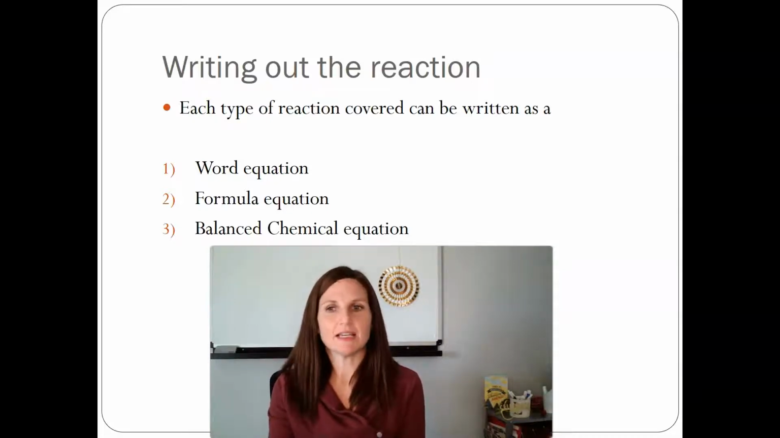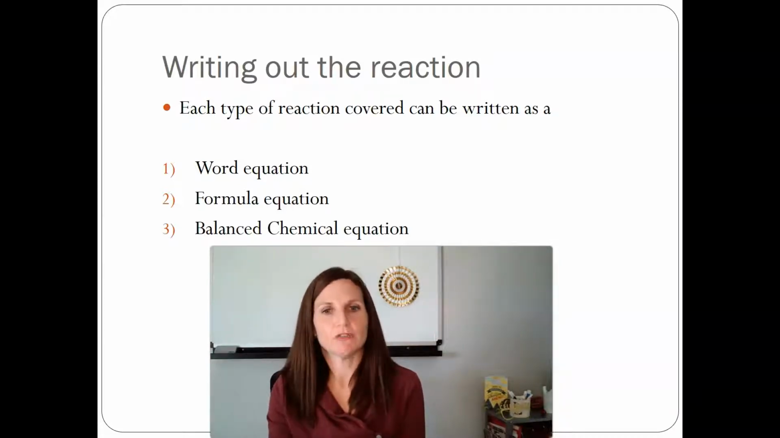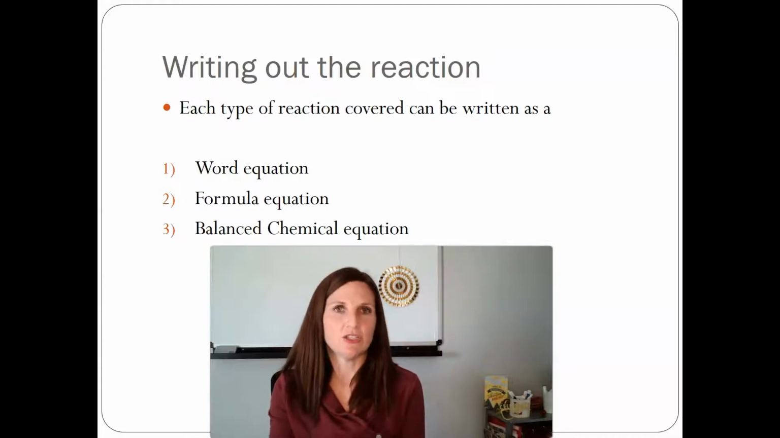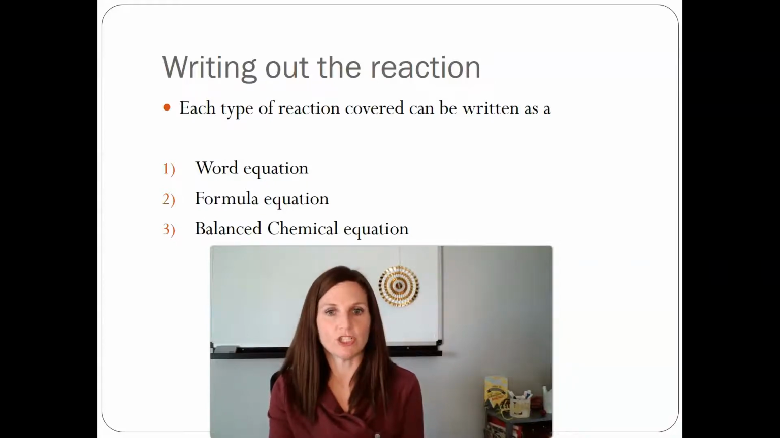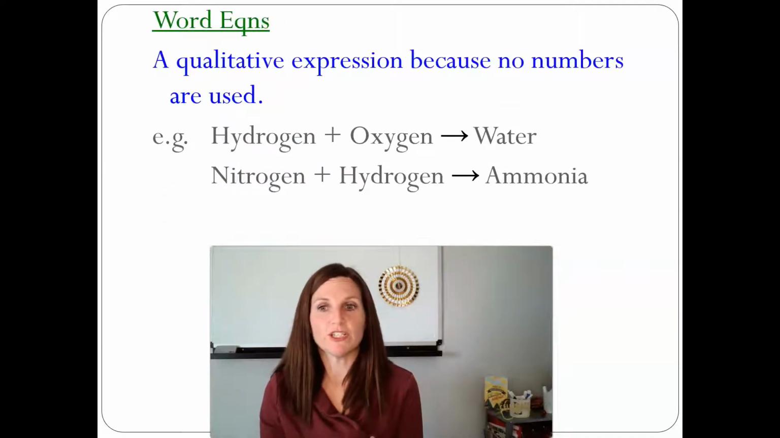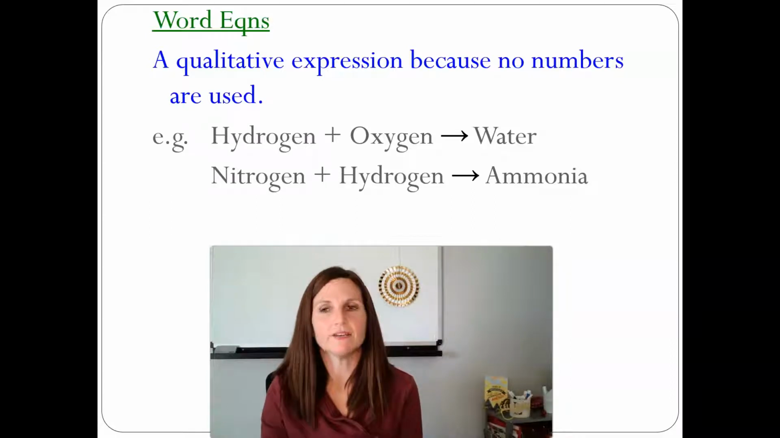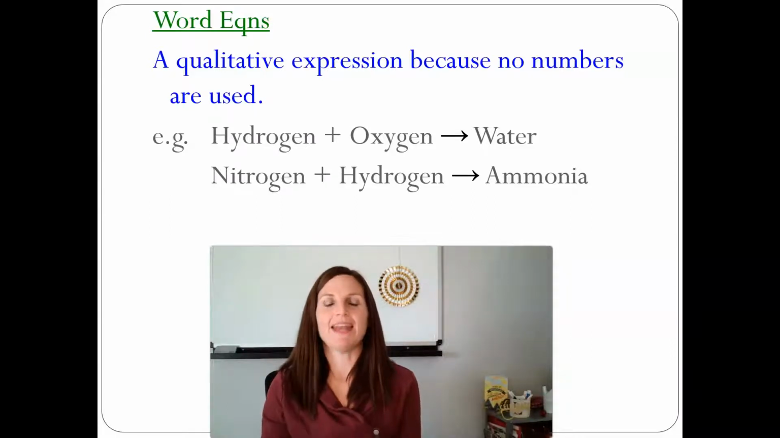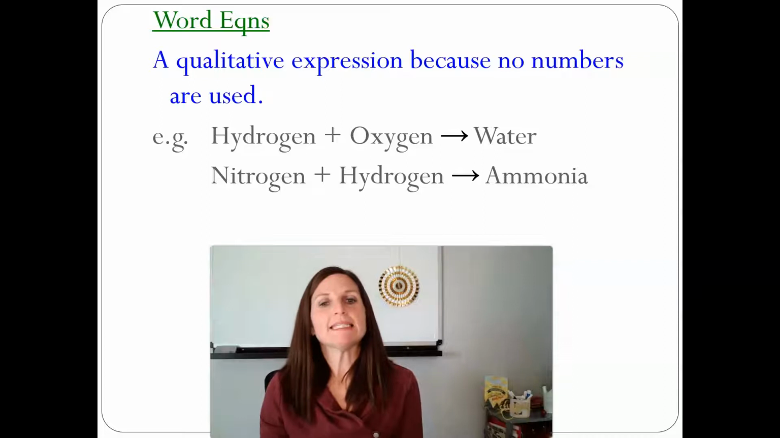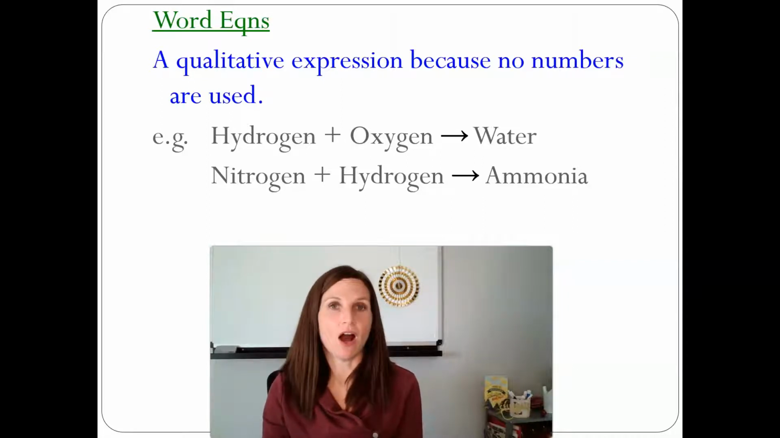So in today's lesson, our goal is to learn to take a word equation and transform it first into a formula equation and finally into a balanced chemical equation. So starting out, word equations are considered qualitative. Remember, qualitative does not include any numbers. So we might say something like hydrogen and oxygen form water, or nitrogen and hydrogen produce ammonia.